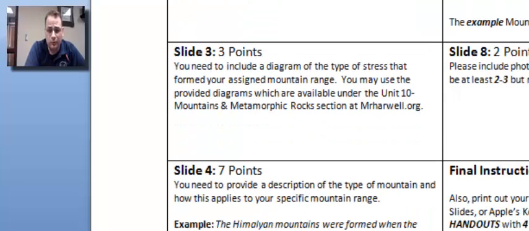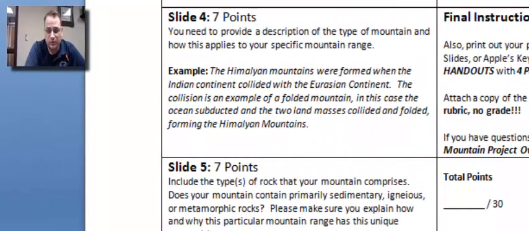Moving down, slide number 4. You need to provide a description of the type of mountain and how it applies to your specific mountain range. Example, Himalayan mountains were formed when the Indian continent collided with the Eurasian one. This is going to be a case example of sea on sea. The collision is an example of the folded mountain. In this case, the ocean subducted, basically went under the other continent, and the 2 land masses collided and folded, forming the Himalayan mountains. Please include a sentence or 2 describing how your mountains were formed.